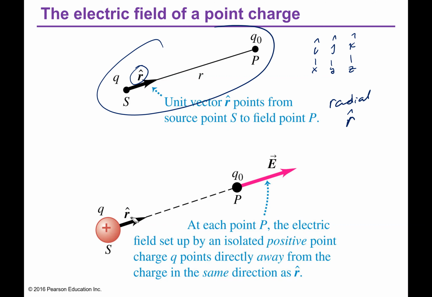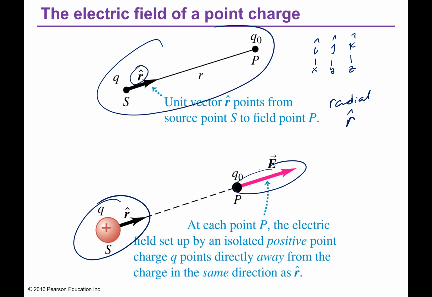But the idea here is this. Here's a positive source charge. Then at that point P, the electric field is away from it. Then when I bring a test charge to that point P, it's either going to be pulled or pushed depending solely on the test charge. Is it positive or negative? Then the force will be accordingly. But the electric field is independent of the test charge.